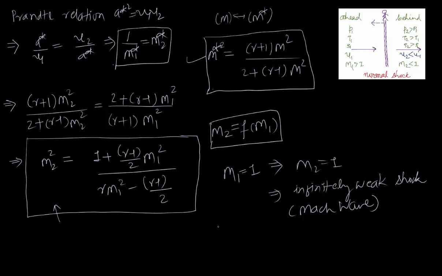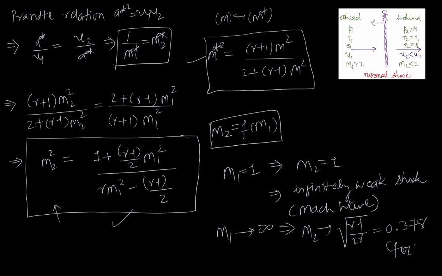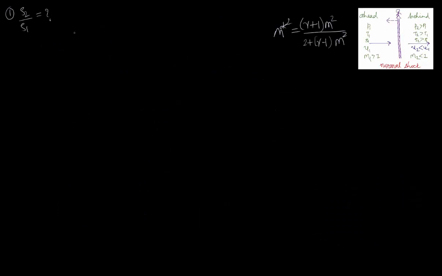Suppose M1 tends to infinity, what will happen to M2? From this equation you can find out what will be M2. So M2 will tend to the square root of gamma minus 1 by 2 gamma, which is 0.378 for gamma equal to 1.4.